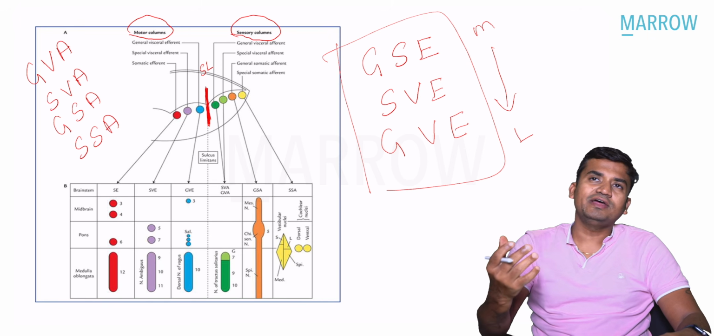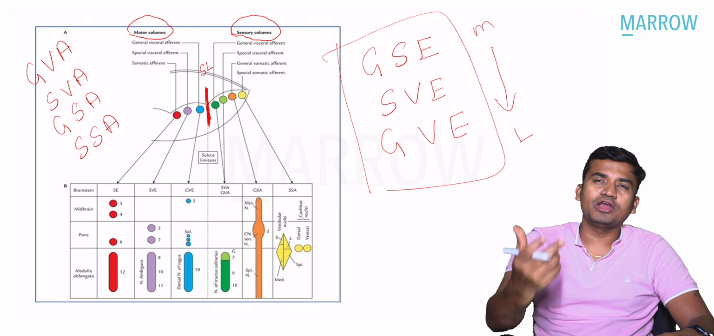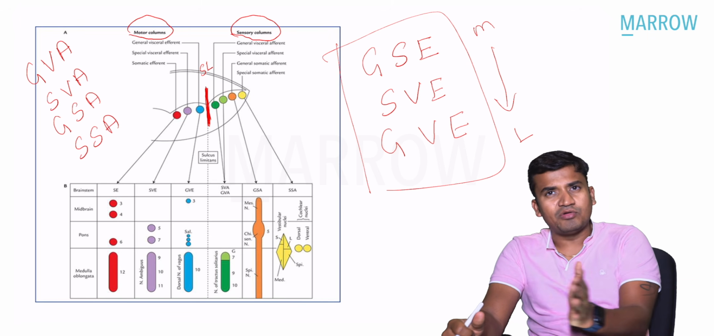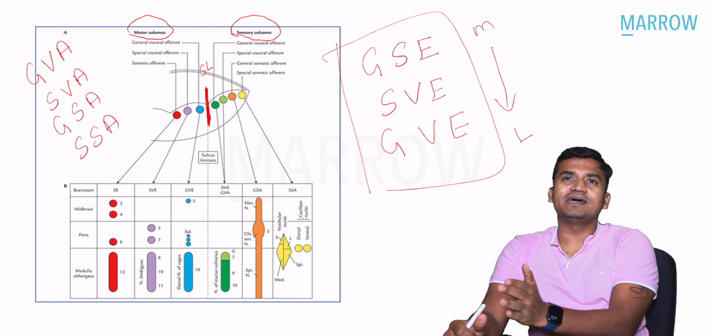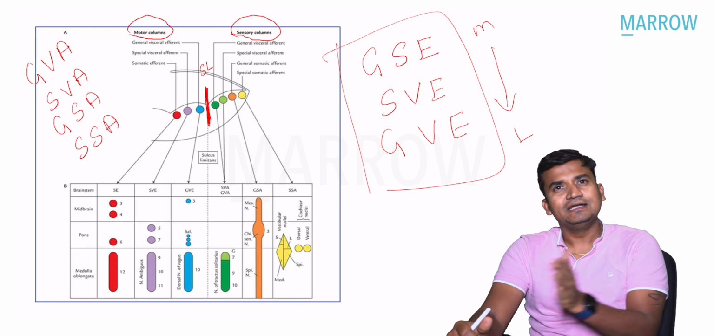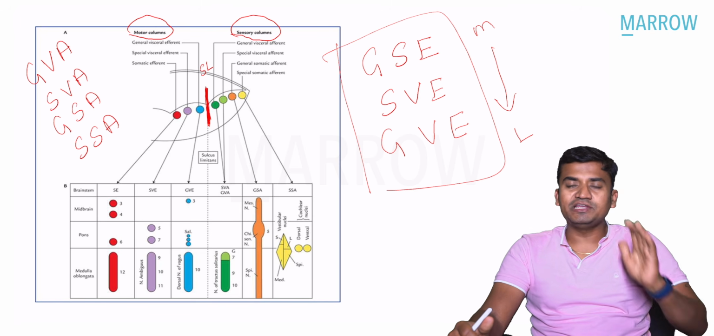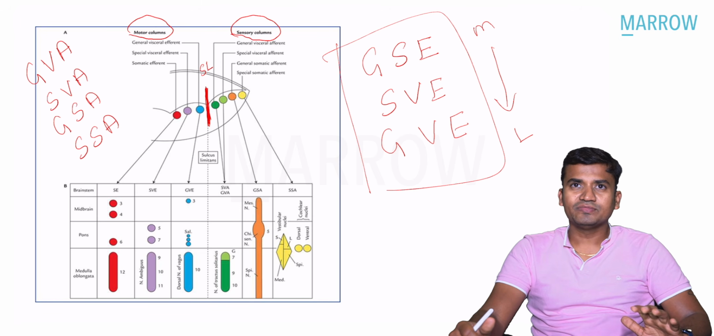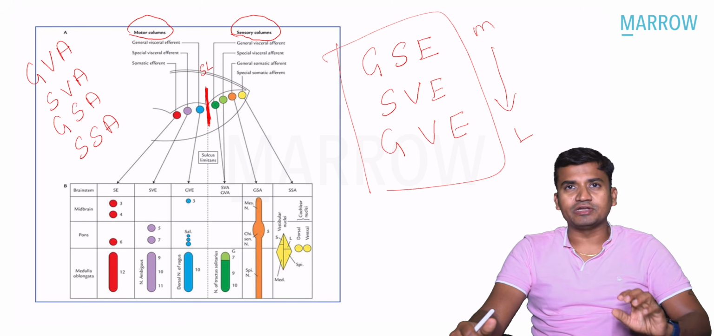Just remember the order I taught for the neural columns. I followed the same order, and they are arranged the same way from medial to lateral. If you remember the order I taught, that is more than sufficient. Easily you can answer the question. Next time they will ask about the nucleus.